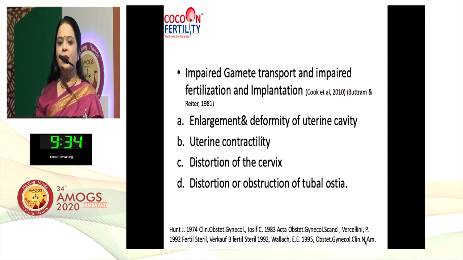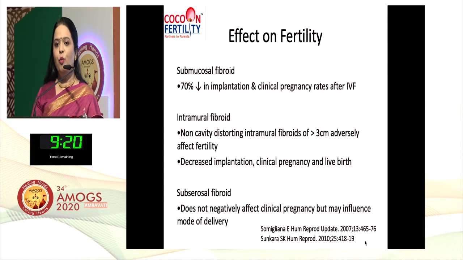In addition to this, gamete transport also gets affected. And this is because the cavity gets deformed and enlarged. The contractility we've already talked about. The cervix can get distorted and the tubal ostia can get occluded. So what is the actual effect?